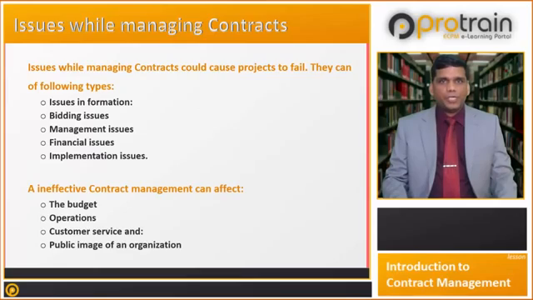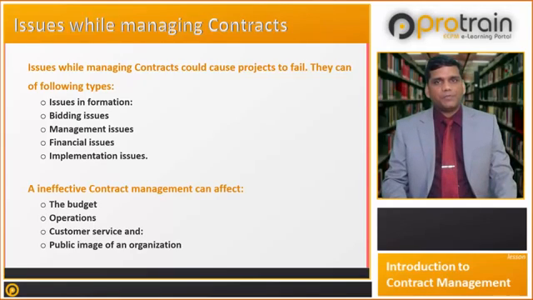Now let us talk about the issues that may come during the contract management. It starts from the issues during the formation stage of the contract. So let us see what are the issues that can come during the formation of a contract. It includes poorly defined terms and conditions, contradictory drawings or technical specifications, and failure to include clearly defined provisions such as damages and price adjustment, which could lead to scope creep.